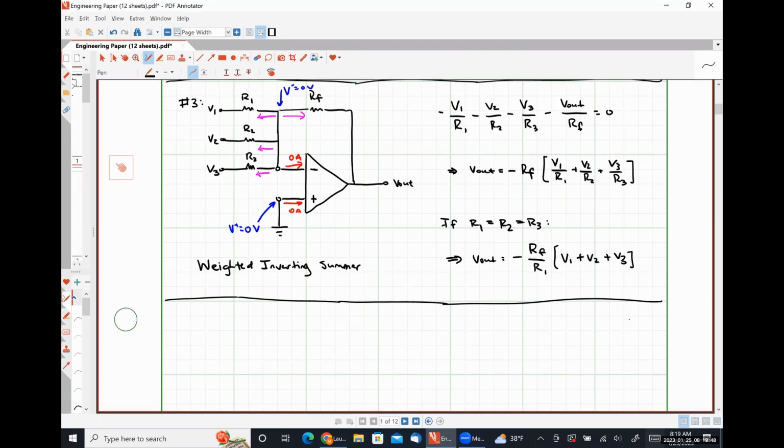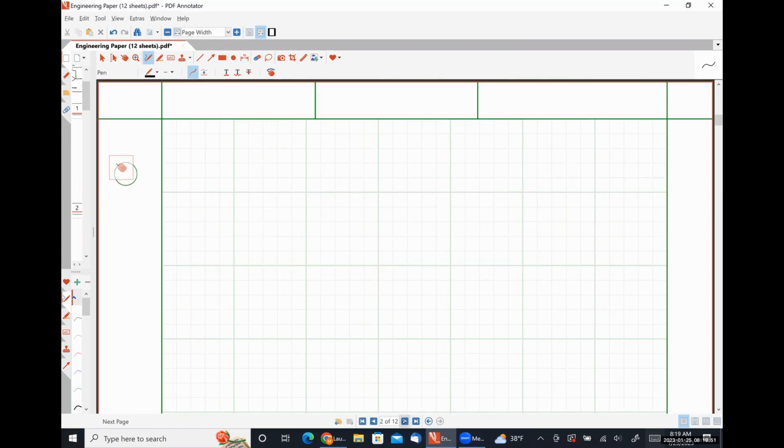All right, let's move along to circuit number 4. So we just did addition with op amps, so now we're going to do subtraction. So this circuit here is effectively both an inverting amplifier and a non-inverting amplifier at the same time. In fact, we could analyze it using superposition using those two things, okay?